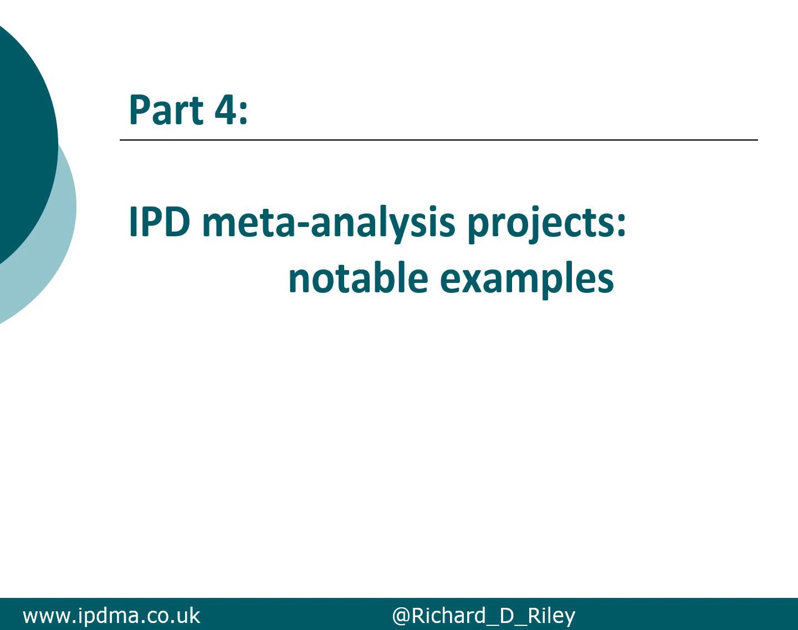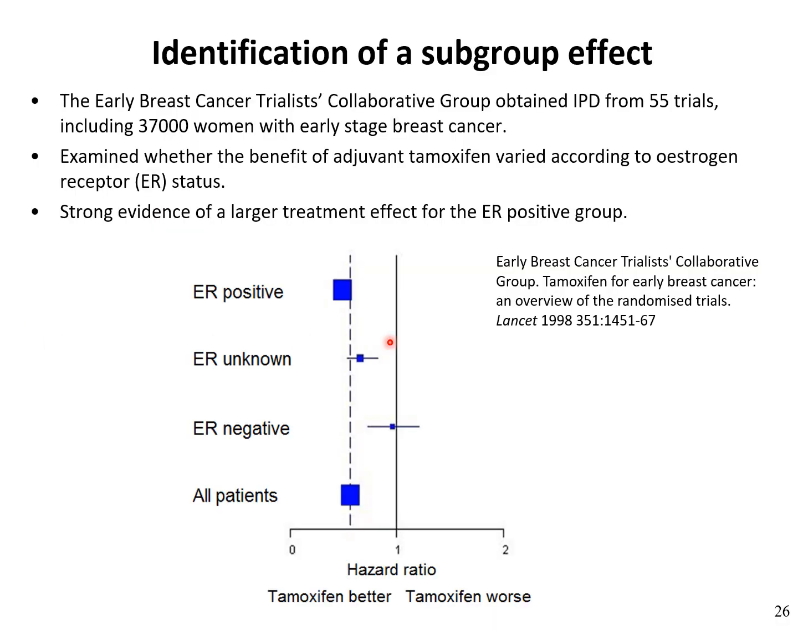So in part 4, I'm going to talk about notable examples of success stories in IPD meta-analysis projects. So here's a well-known example, which was an IPD meta-analysis conducted by the Early Breast Cancer Trialists Collaborative Group. They obtained IPD from 55 randomized trials, including 37,000 women with early stage breast cancer. Incredible achievement to get IPD from those studies.